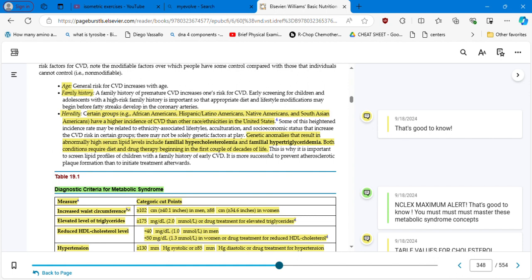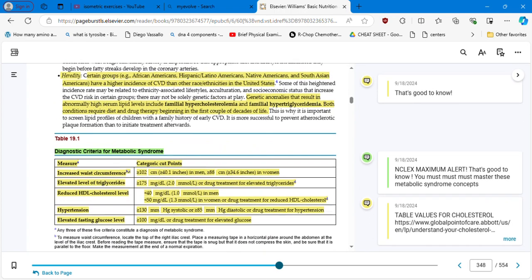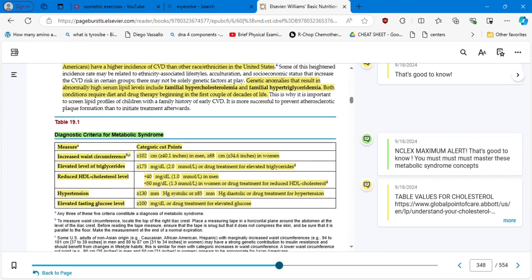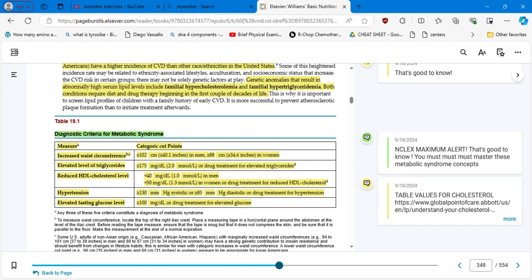You need to be familiarized with every condition and its ethnicity, okay? What population is at risk for developing specific conditions? Native Americans and South Asian Americans have a higher incidence of CVD than other races. Also, genetic abnormalities that result in abnormally high serum lipid levels include familial hypercholesterolemia and familial hypertriglyceridemia.